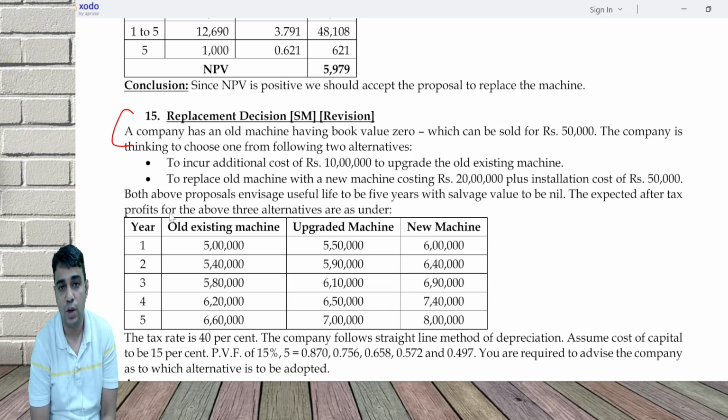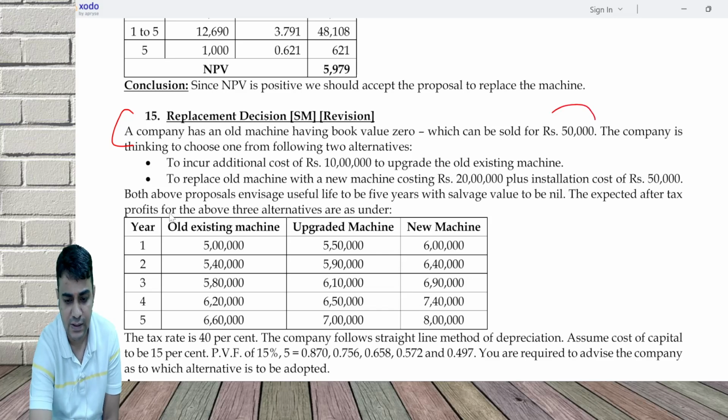What is the sale value of the old machine? Guys, participate. Sale value 50,000. Book value 0, capital gain 50,000. Tax paid is 40% of 50,000, which is 20,000. Leave a line. NSV is sale value minus the tax paid.